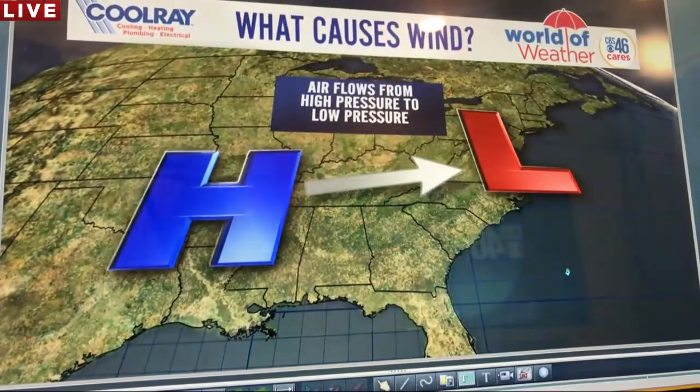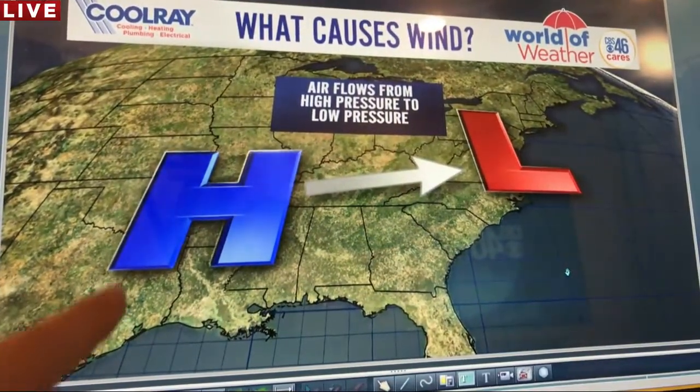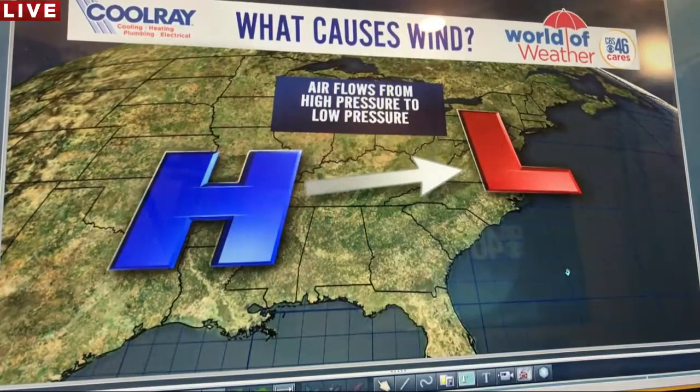First of all, what causes the wind? And this is what I just explained. Whenever you see an H on a weather map, that is high pressure. The L is low pressure. And you're always going from high pressure to low pressure.